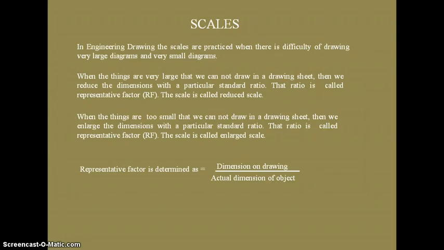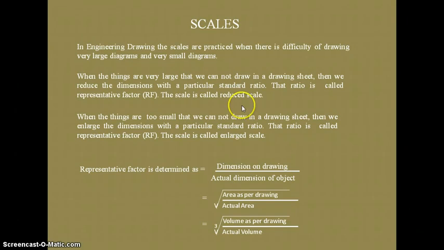There are some more formulas. In problems, to get the representative factor, they will give certain information in terms of area and in terms of volume. For example, 1 square meter is represented by 2 square meters, or 2 square meters is represented by 1 square meter. That means 2 square meters is the actual, and 1 square meter is the dimension on the drawing. He will give a relation like that, so how do you find the representative factor in those cases? These are the two formulas.